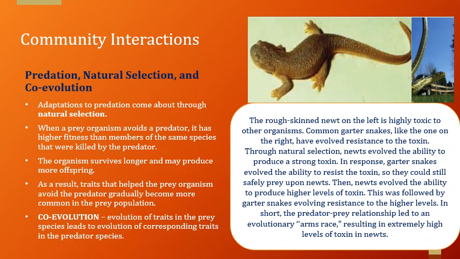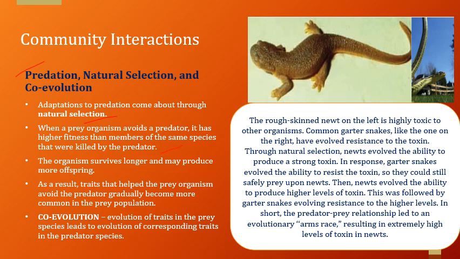So next, we have also here predation, natural selection, and coevolution. So these are some of the community interactions. So take note, class, that adaptation to predation comes about through natural selection. Because if you cannot adapt to your environment, you cannot survive. Okay? When a prey organism avoids a predator, it has higher fitness than members of the same species that were killed by the predator. So ibig sabihin yan, you have higher chances of survival kapag you have adaptation to your environment.